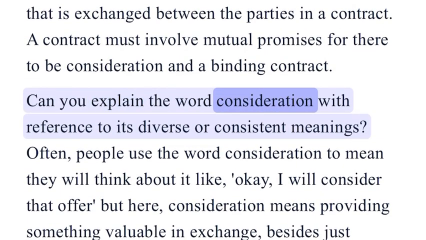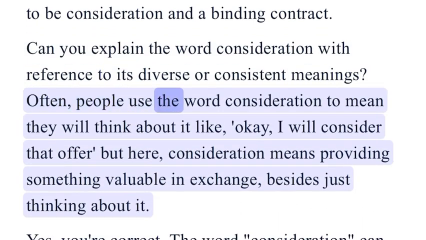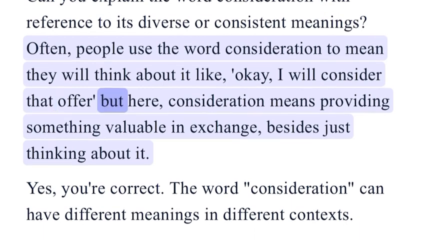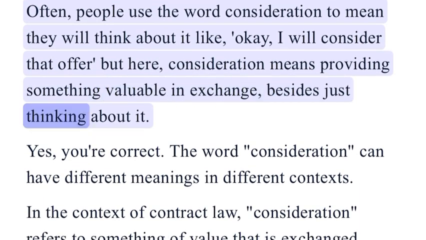Can you explain the word consideration with reference to its diverse or consistent meanings? Often, people use the word consideration to mean they will think about it, like, okay, I will consider that offer, but here, consideration means providing something valuable in exchange, besides just thinking about it.